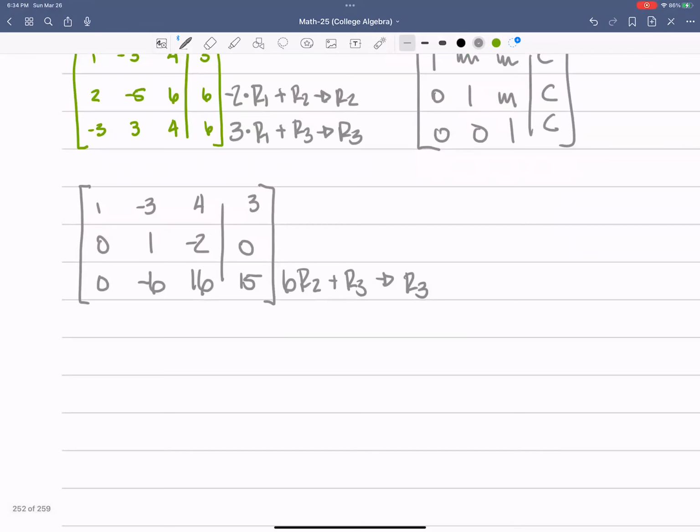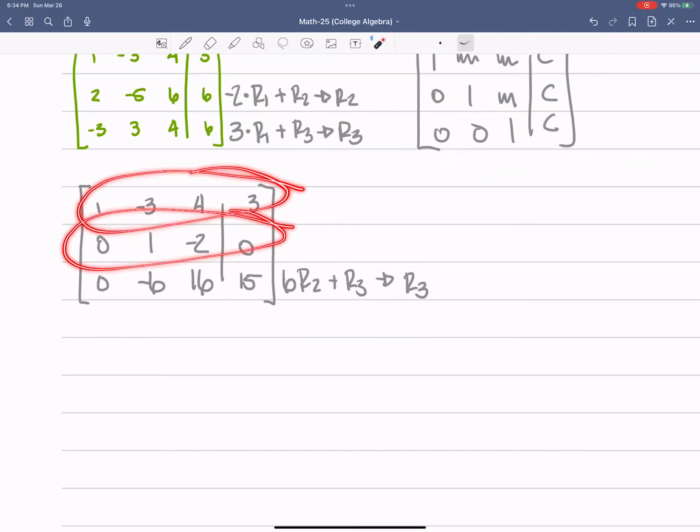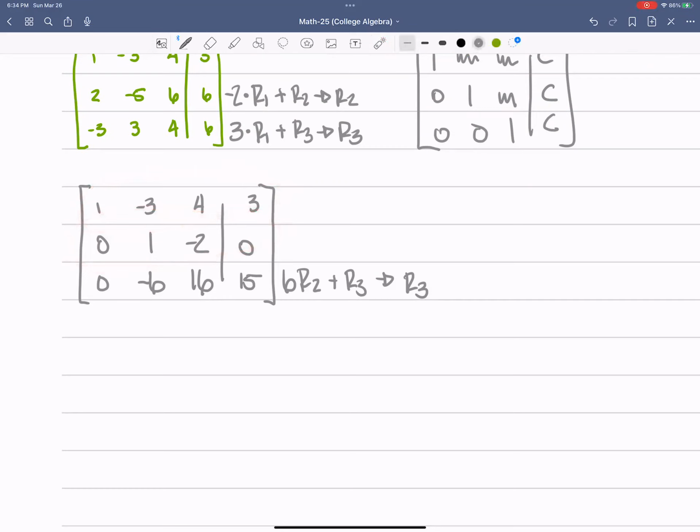All right, so we're not manipulating row 1. We're not manipulating row 2. So let's just copy those down. And we have 1, negative 3, 4, and 3. 0, 1, negative 2, and 0. And we're trying to fix that one.